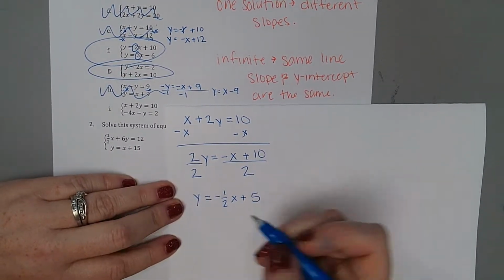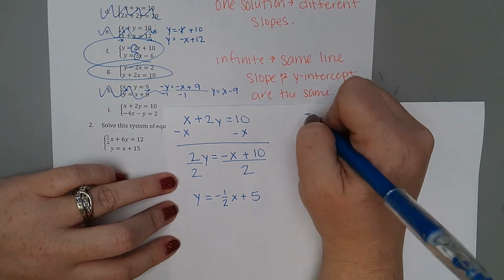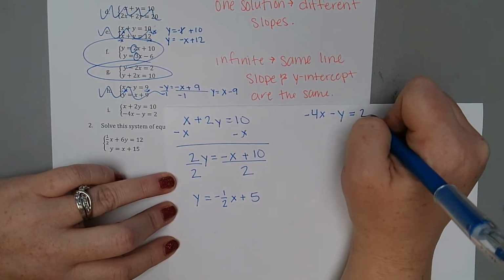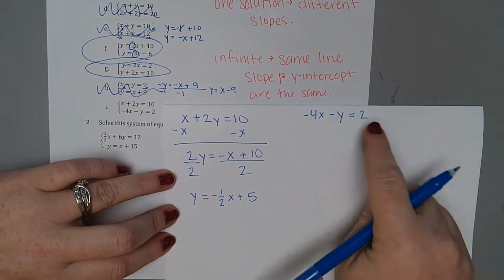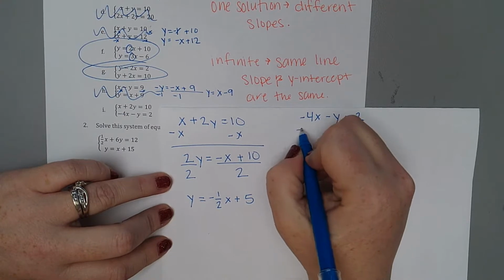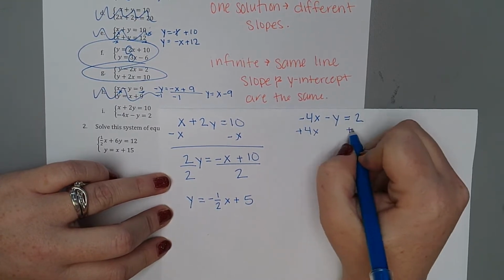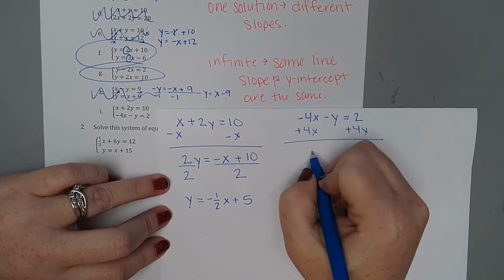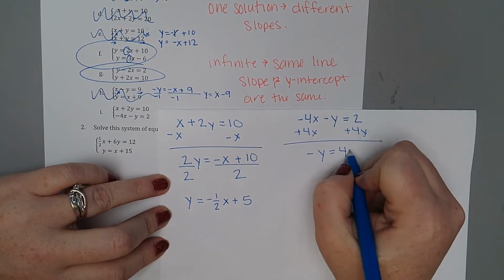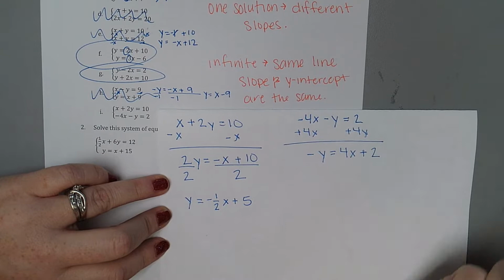For the other side, I have negative 4x minus y equals 2. I need to get x to the other side so it's in slope-intercept form. I now have plus 4x, plus 4x, negative y equals 4x plus 2.